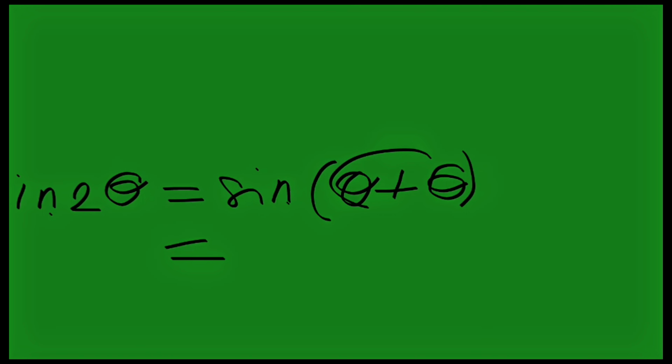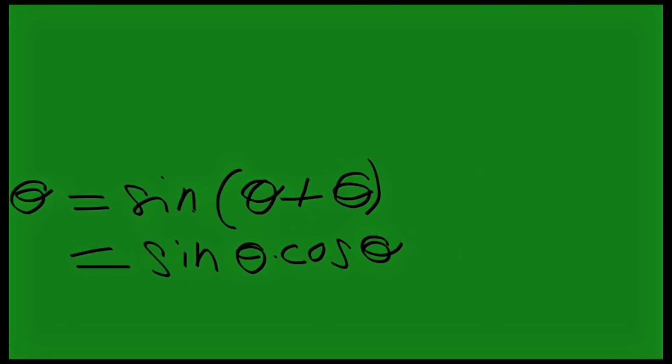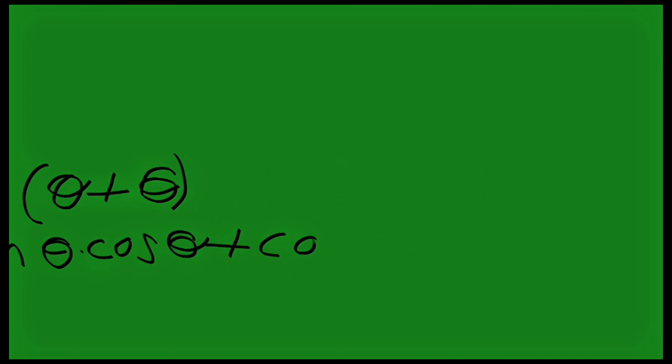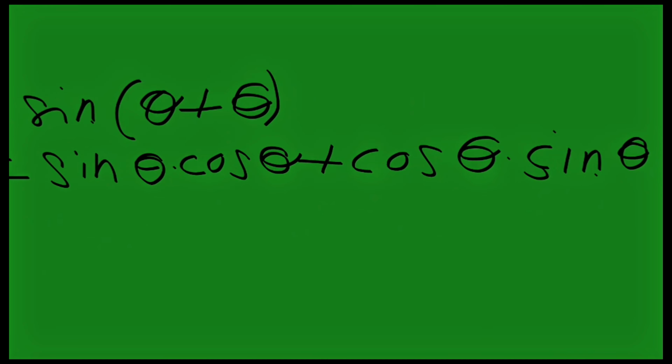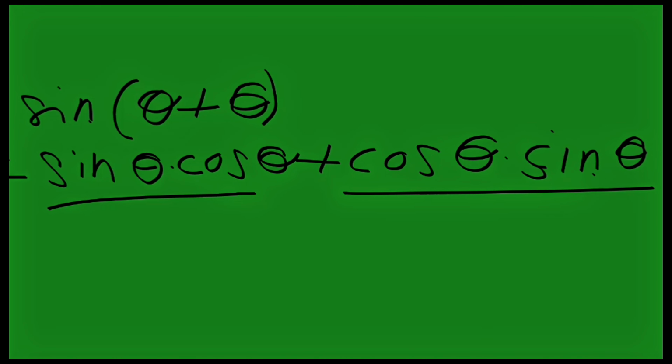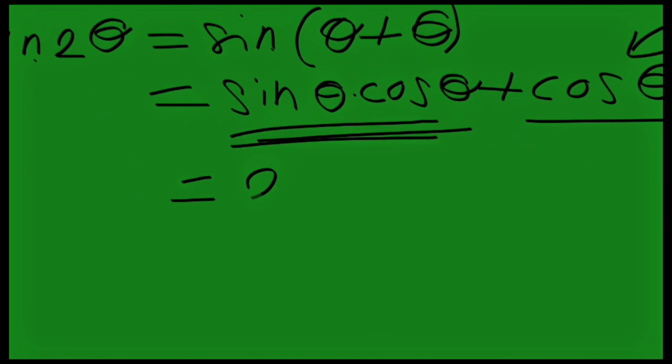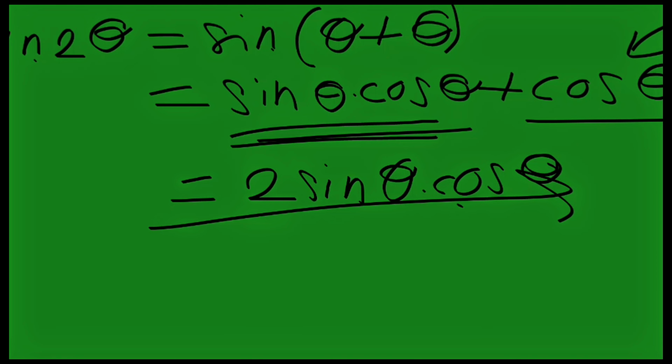This is compound, so it is going to be sine of the first angle multiplied by cos of the second angle, plus cos of the first angle multiplied by sine of the second angle. These are exactly the same. It's just that here, sine was placed on this side and cos was placed on that side. They're exactly the same. So because they're exactly the same, it is equivalent to 2 sine theta dot cos theta. And that's how they got to this conclusion.